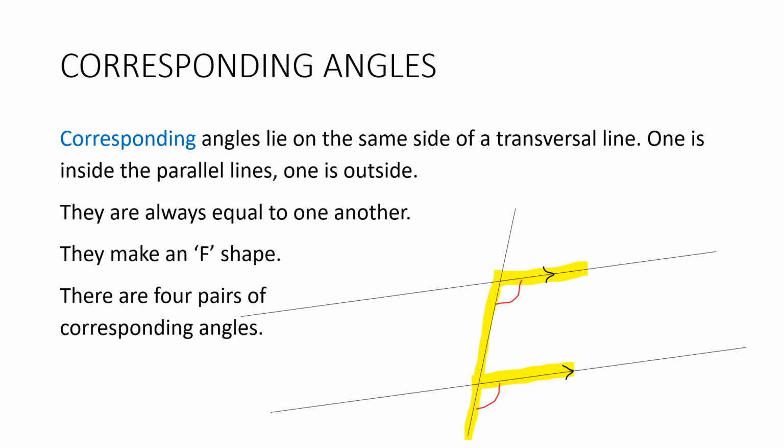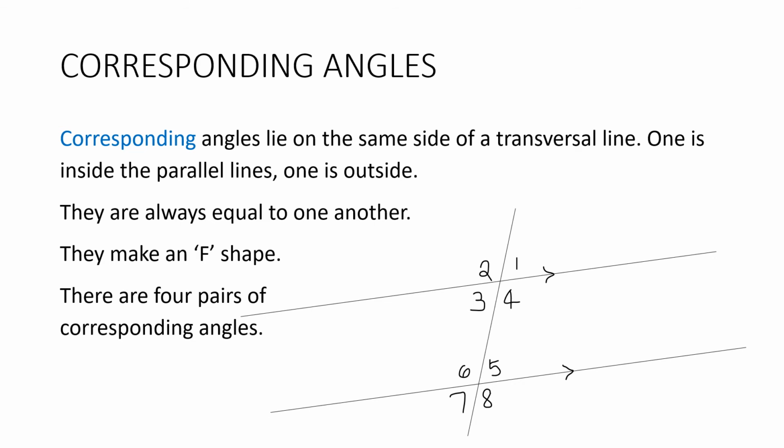Now, there are 4 pairs of corresponding angles, so that's not the only one. Now, if I go back to numbering the angles, I've shown you angle 4 and 8. So I'm wondering whether you can tell me what the other 3 pairs of corresponding angles are.